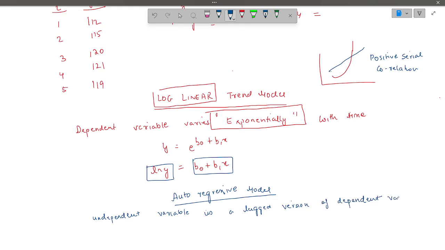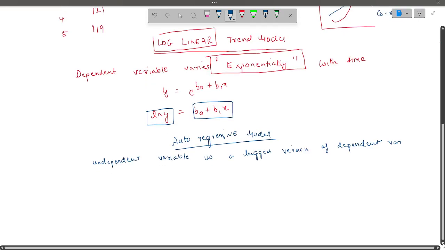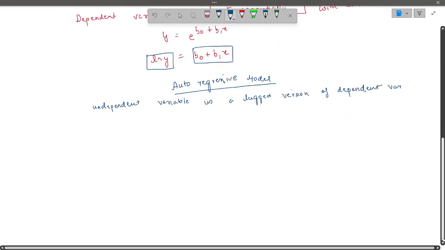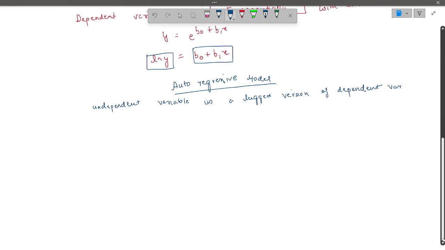So we are basically regressing the dependent variable on past values of itself, on prior values of itself. तो ये कैसा लगेगा? अब यहाँ y नहीं आएगा। अब ये मॉडल है: x_t = b0 + b1 x_(t-1) + b2 x_(t-2) + some error term. So how am I going to interpret this?